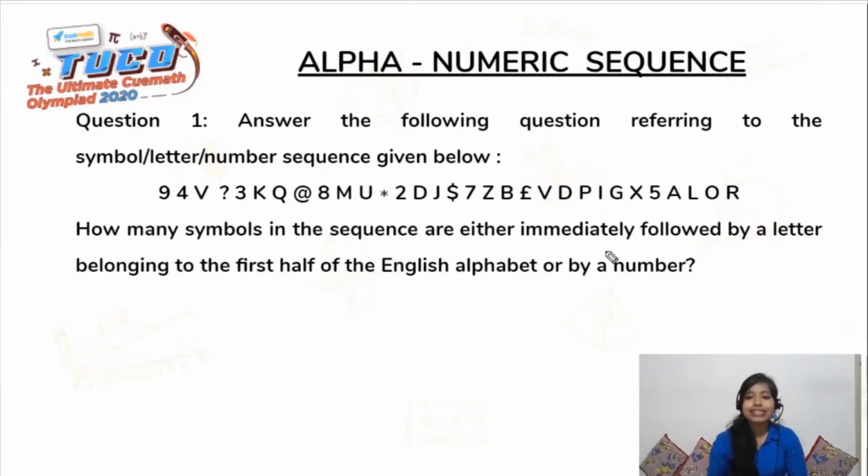Okay. So first, let's quickly underline the keywords here. How many symbols? As in, we have to count the symbols in the sequence which are immediately followed. So the next important keyword here is that we have to check for the ones which are immediately followed by a letter belonging to the first half of the English alphabet. If you divide 27 into two parts, for an approximate case, you can just take 13 letters. We know 13 times 2 is 26. Okay. So let me write down the first 13 letters. A, or let's just write it down here.